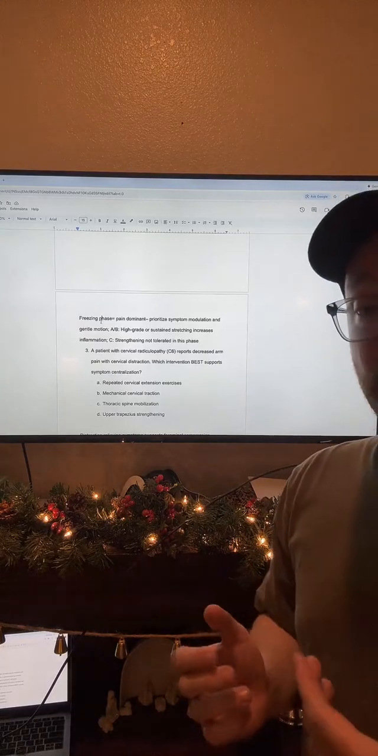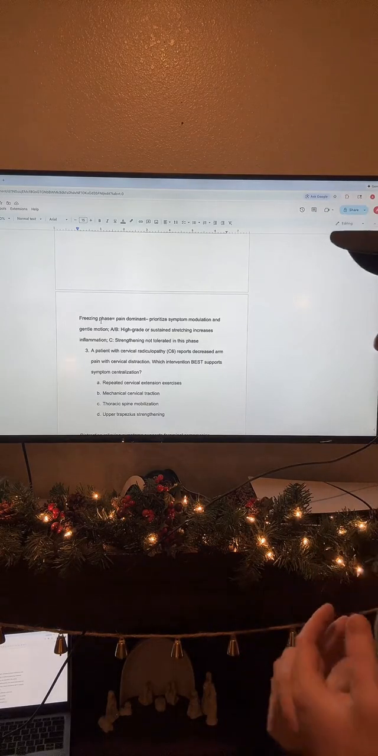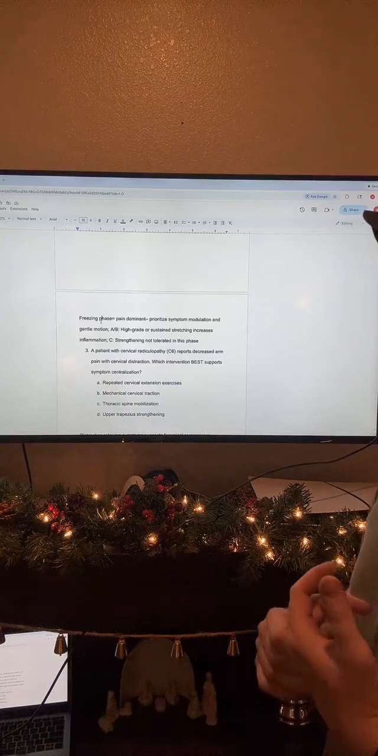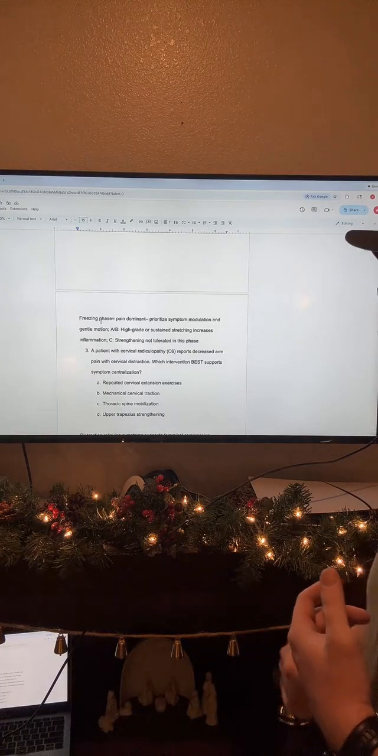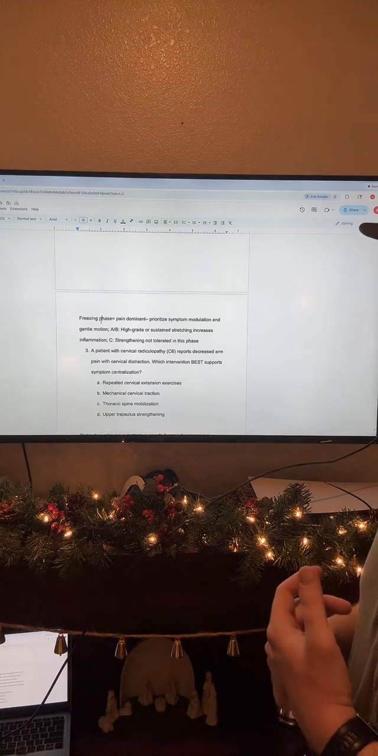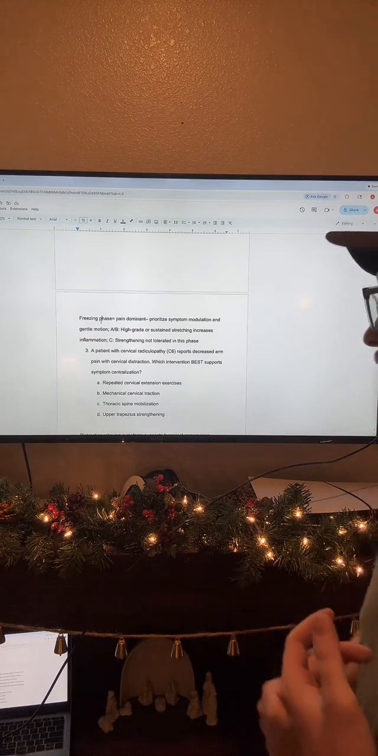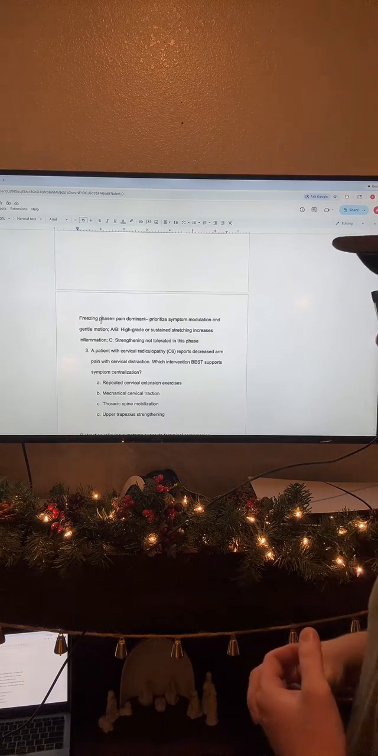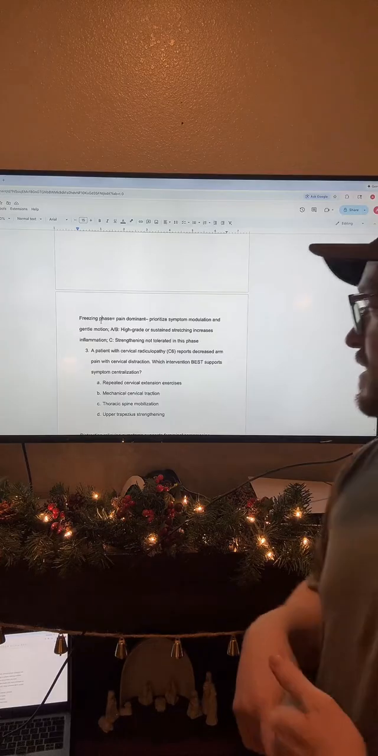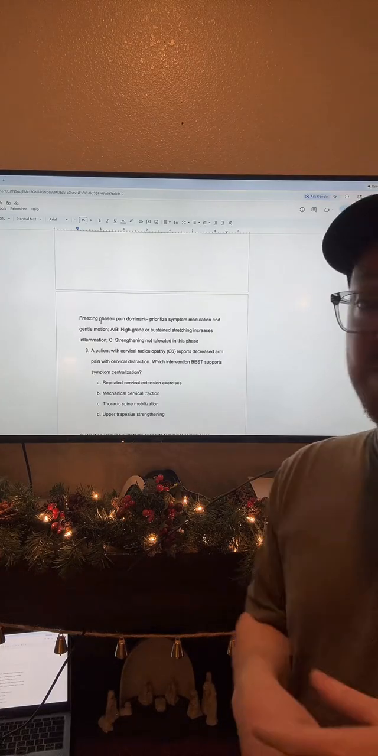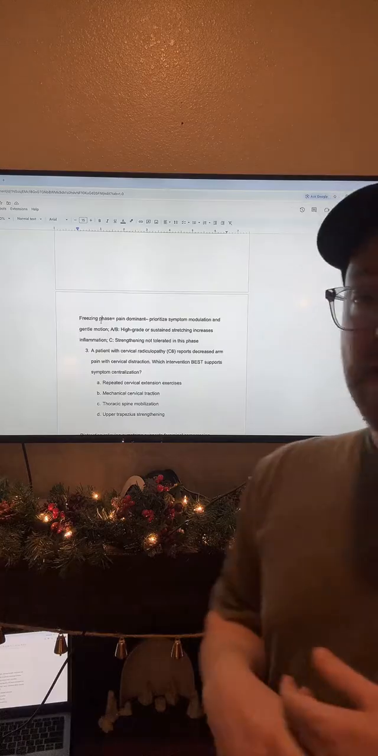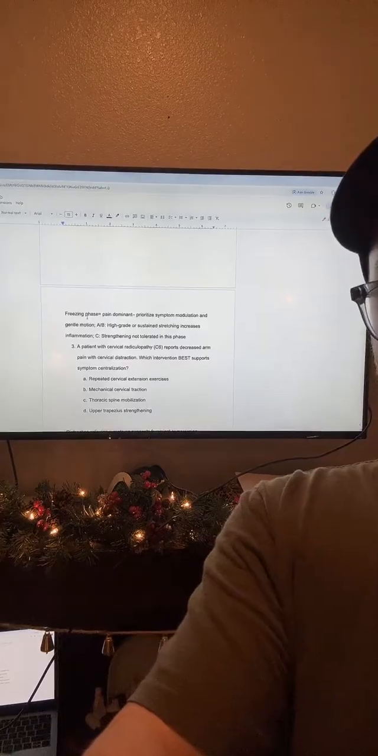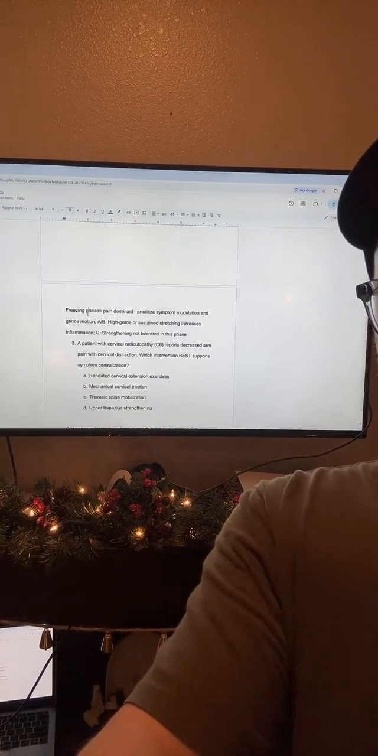I'm going to reread it one more time a little bit more slowly. A patient with cervical radiculopathy, C6, reports decreased arm pain with cervical distraction. Which intervention best supports symptom centralization? A, repeated cervical extension exercises. B, mechanical cervical traction. C, thoracic spine mobilization. Or D, upper trapezius strengthening. Go ahead and submit your answers. Just going to be looking through to make sure.